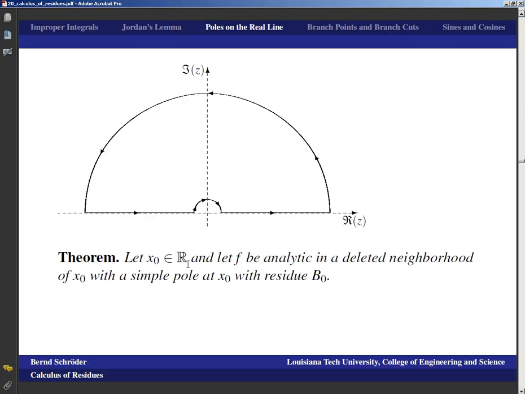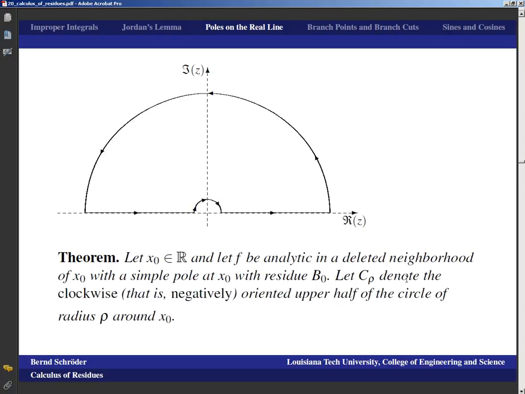Take x0 to be a real number and let f be analytic in a deleted neighborhood of x0 with a simple pole, and that's going to be important for our computation. Simple pole at x0 with residue b0. Well, we let c sub rho denote the clockwise, that is negatively oriented upper half of the circle of radius rho around x0, and that's because we already predict that we typically will need the negative orientation, the clockwise orientation here. Then the limit as rho goes to 0 of the integral of f of z over this semicircle c rho that is negatively oriented is negative b0 pi times i, where, remember, b0 is the residue at that pole.